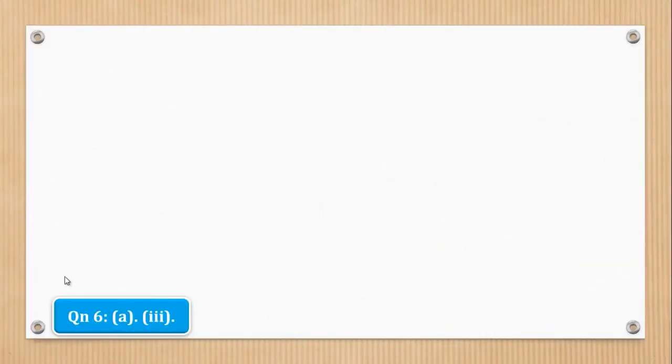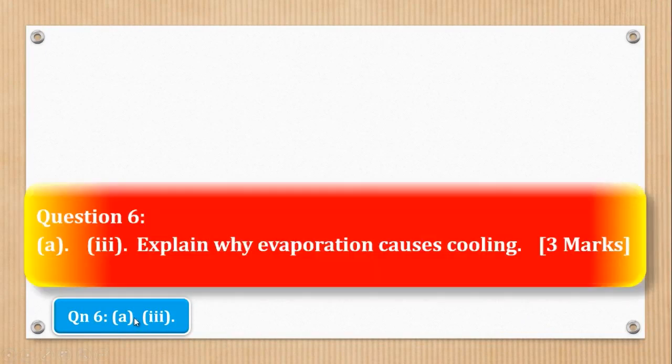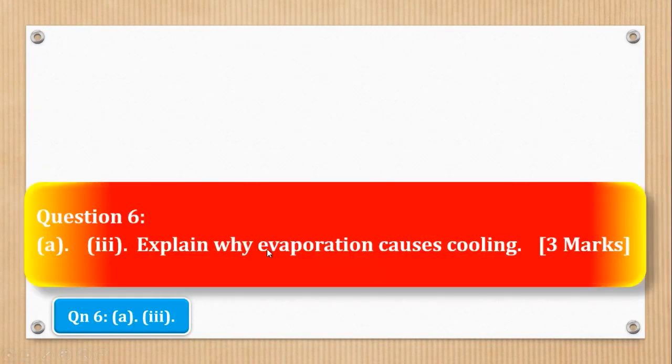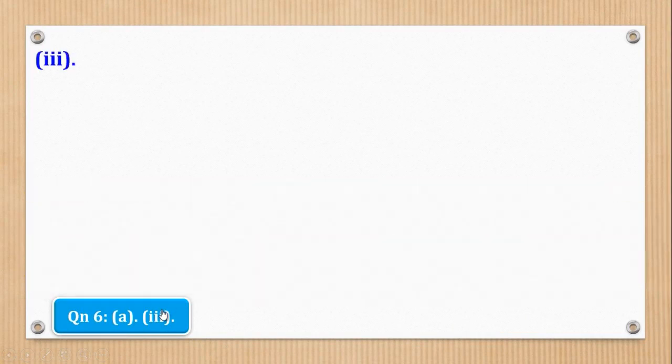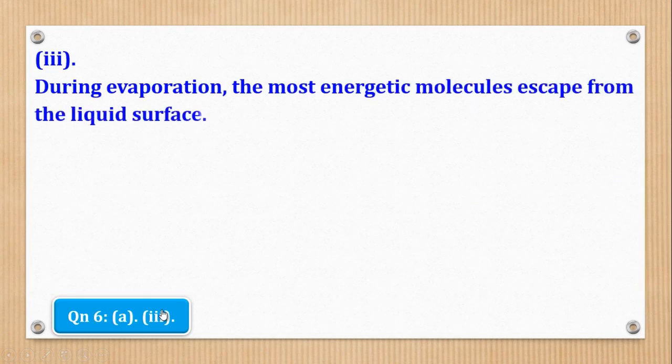Now let's go to A Roman 3. A Roman 3 says, explain why evaporation causes cooling, and they give it 3 marks. So first of all, we shall know that during evaporation, the most energetic molecules escape from the liquid surface. So note that: most energetic molecules escape from the liquid surface.